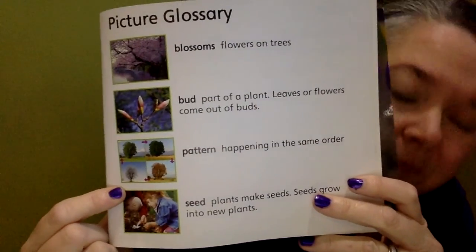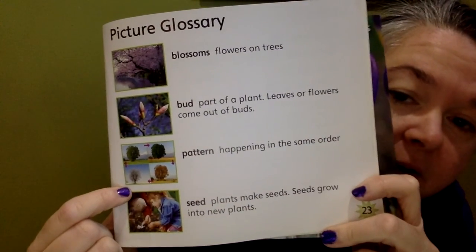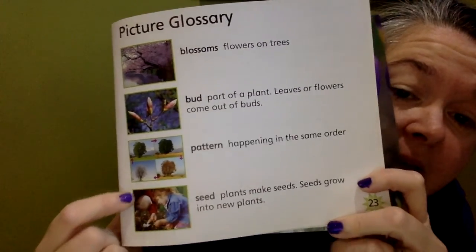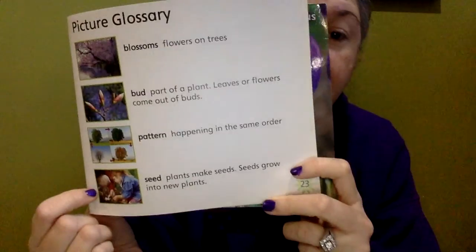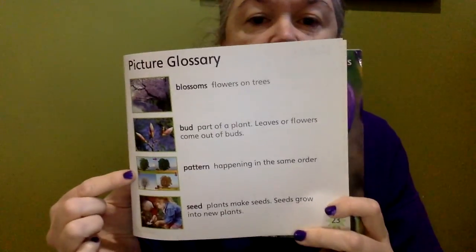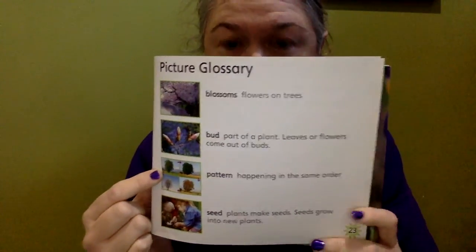They've got two more words, but I think you might know these. Pattern, happening in the same order, and seed. Plants make seeds, and seeds grow into new plants. So these are the words we're going to think about as we read this nonfiction text today. And it's not even about an animal. Not all nonfiction books are about animals.